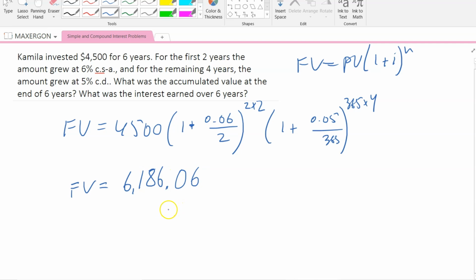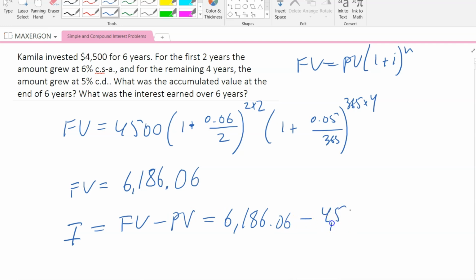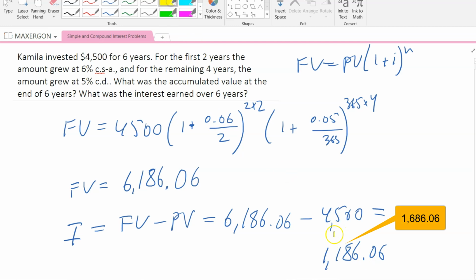6,186.06 if rounded to 2 decimals. Of course, interest is future value minus present value. So 6,186.06 minus 4,500, the amount which was invested, is 1,686.06. Here we go. So that's interest, and that's the future value for this problem.